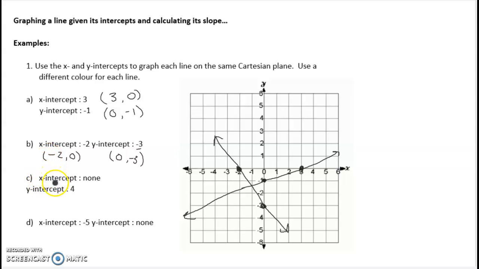Next, for C, the x-intercept, ooh, this is different. It says none. So if it does not cross the x-axis, that means it has to be a horizontal line, right? If it was a vertical line, it would touch. So if there's no x-intercept, it has to be a horizontal line. So let's write that down.